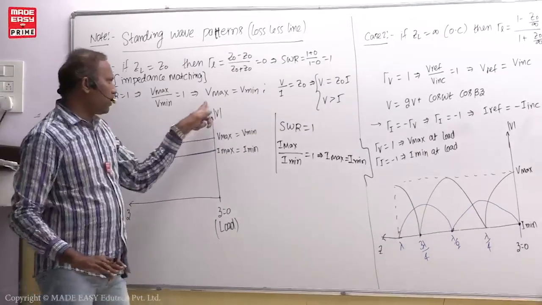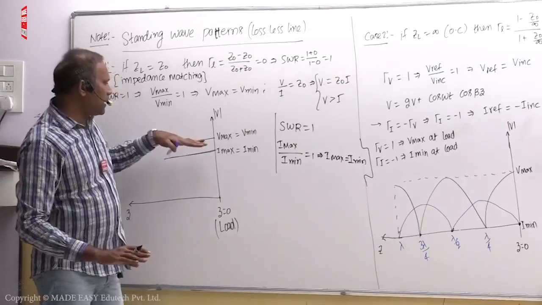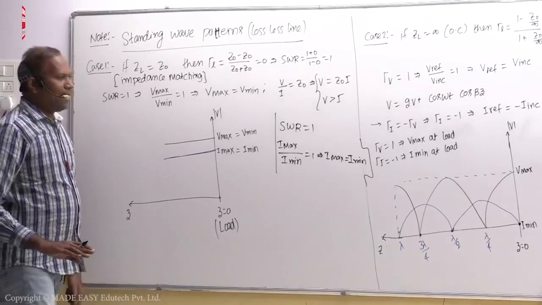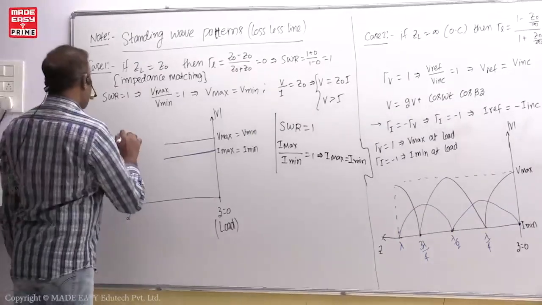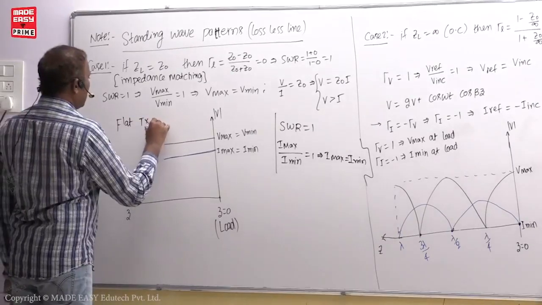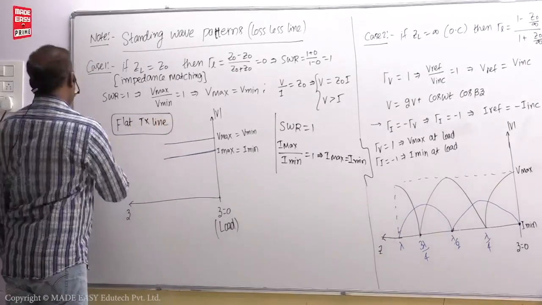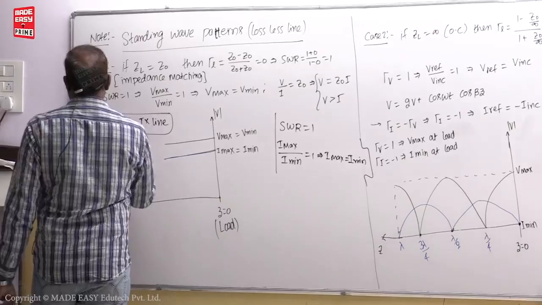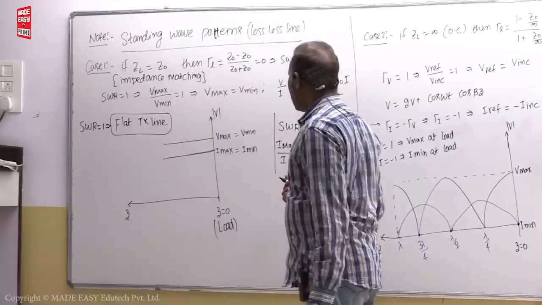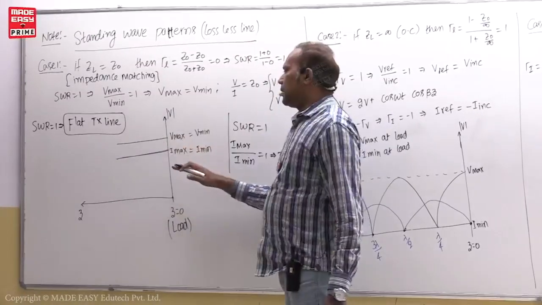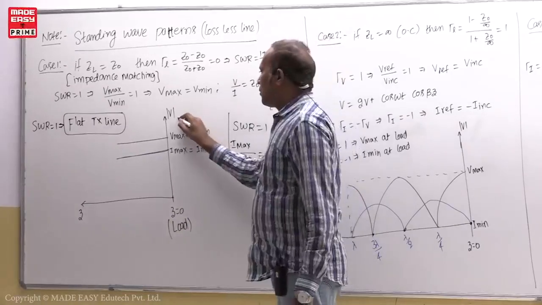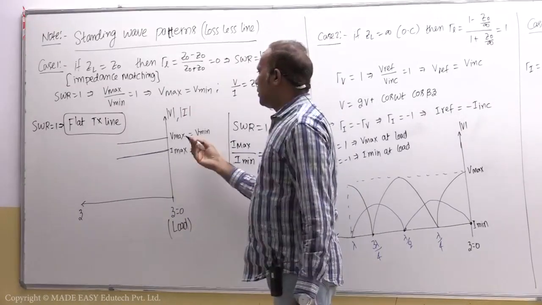So both are equal. There is no change in that. It is a line. It is also called a flat transmission line in this case. Flat transmission line. So SWR 1 is also called a flat transmission line. Now this is total voltage versus distance. Now how does the total current magnitude look?